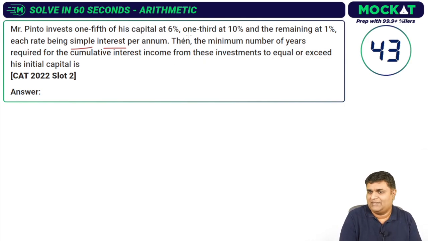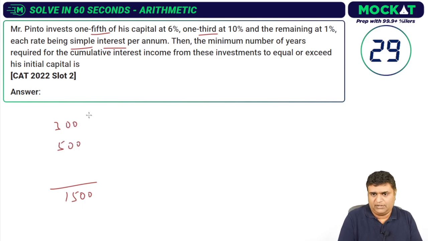Initial capital, I can assume a value. What value do I assume? 1/5 and 1/3 and a percentage, multiple of 100. 5 threes are 15. 1500 is what I'm going to take. 1/5 is going to be 300. 1/3 over here is 500, right? And these are at 6% and at 10%. The remaining, 3 plus 5 is 8, so 700 over here is just at 1%.